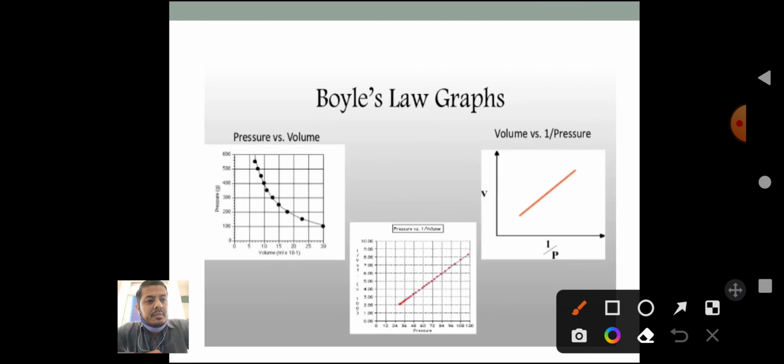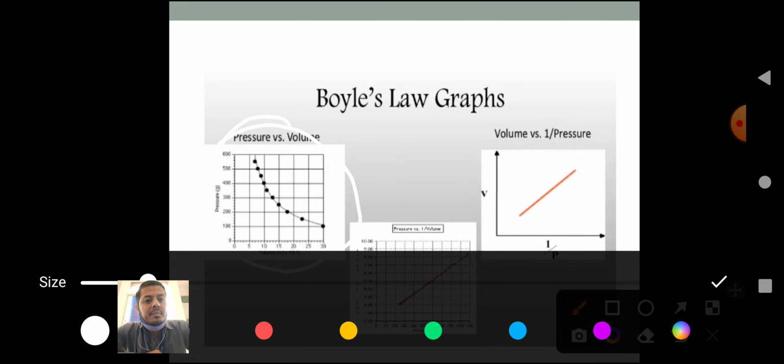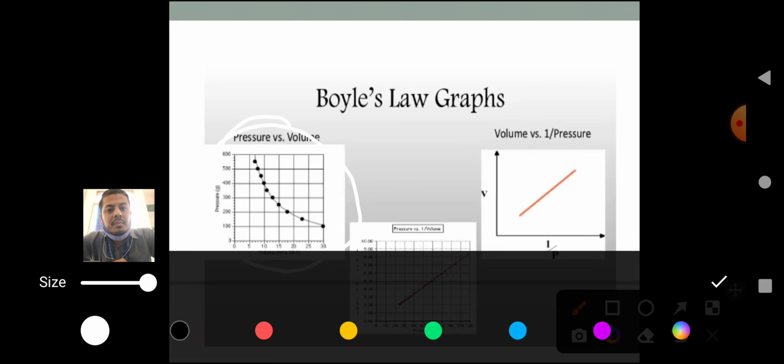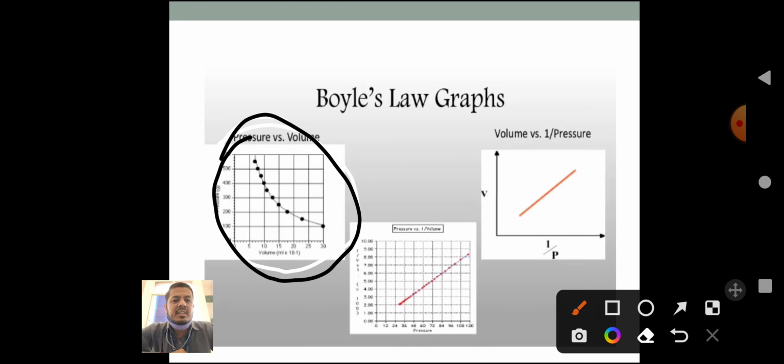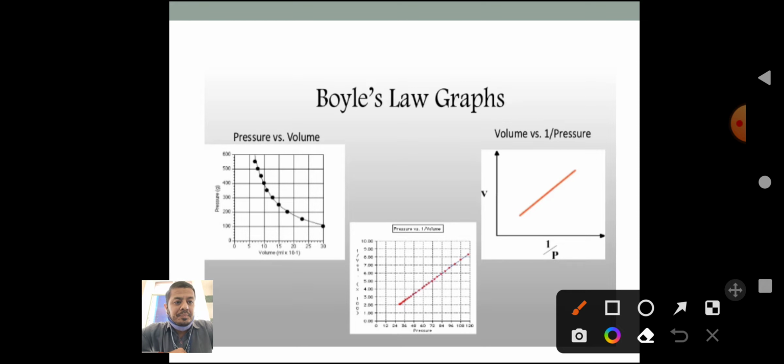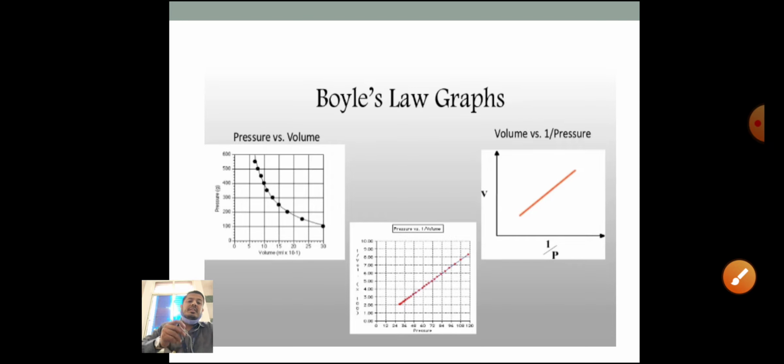Using this first graph, which is the pressure versus volume graph, we can see that whenever volume on the horizontal axis increases, pressure decreases, and whenever pressure increases, volume decreases. This is how Boyle's law works. Whenever pressure is increasing, volume is decreasing as per Boyle's law.